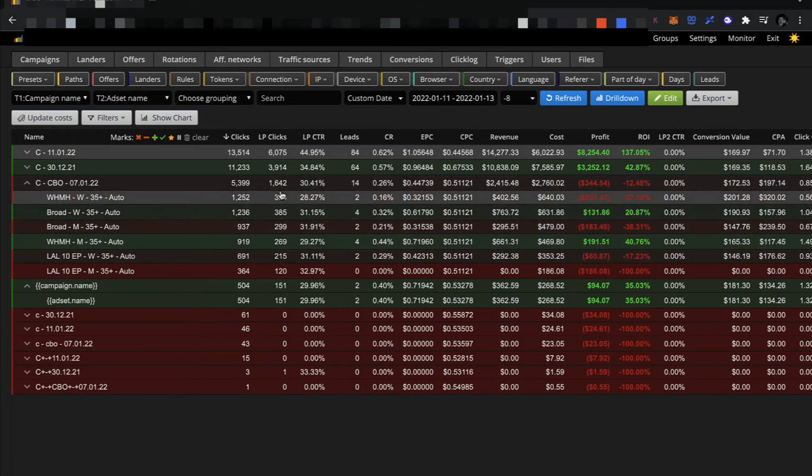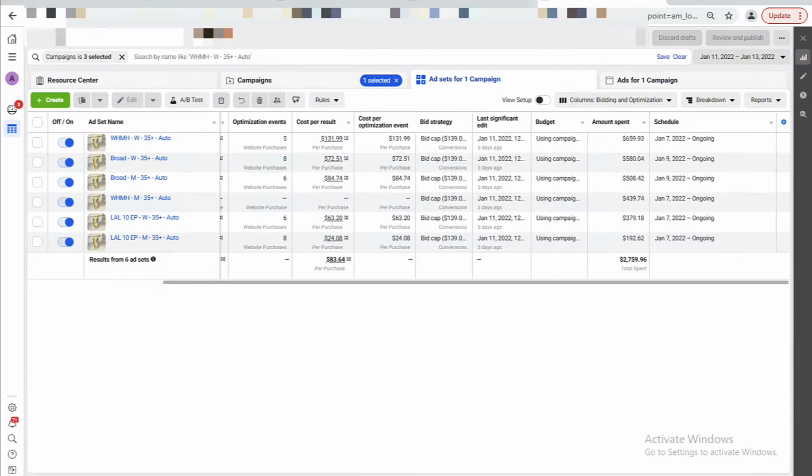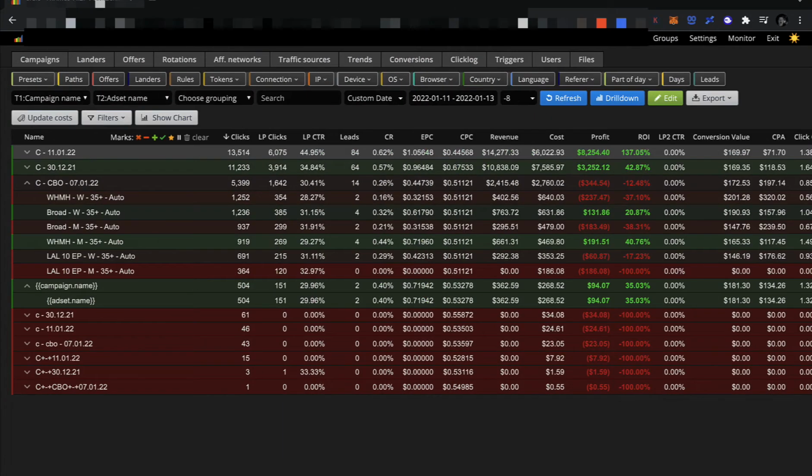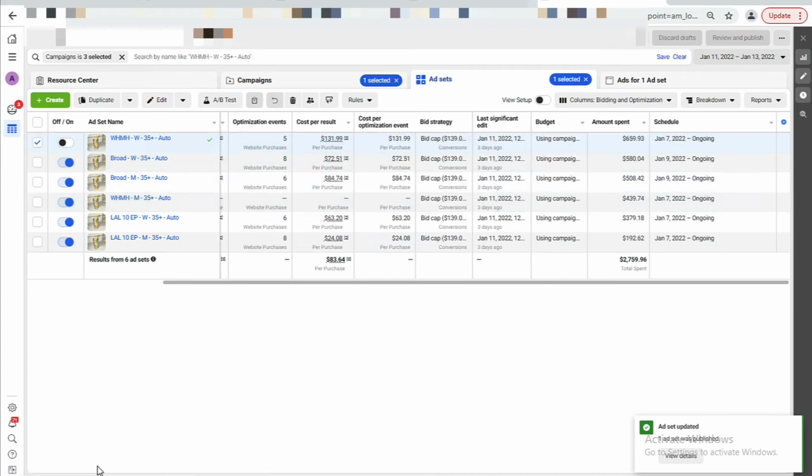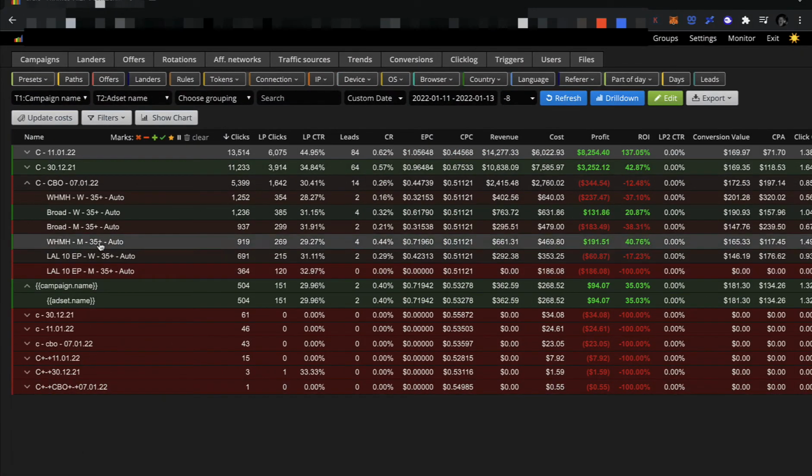So WMH is responsible for 402. So that one is out by a couple $100, so we can turn that off. Broad women is 763, 580. So there's a couple $100 profit there. Nothing crazy, but still profit. Broad men is 508 and 295. So we could do with cutting that away.